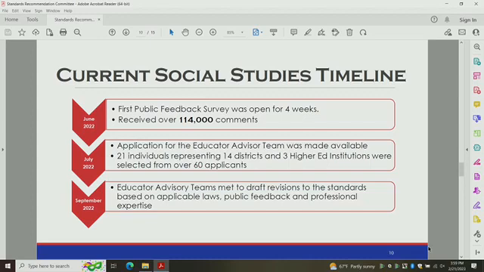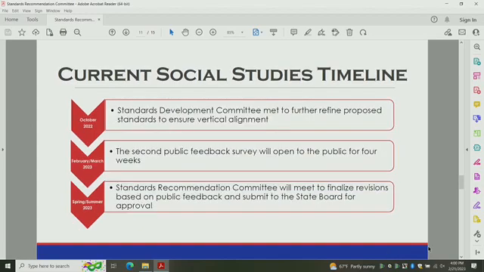Those teams then met in September to draft revisions to the standards based on applicable laws, public feedback, and their own professional expertise. Just this past October, that Standards Development Committee that Sarah spoke about, which is that subset of the Educator Advisory Team, met to further refine the proposed standards for vertical alignment. This February, so next week, we will release our second public feedback survey. It'll be open for 4 weeks, from February 27th through March 26th.